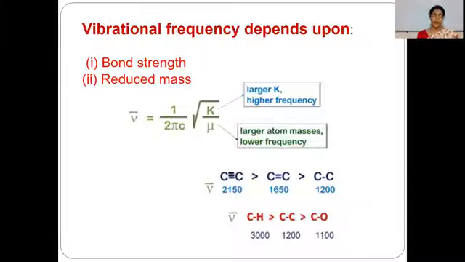In the case of carbon-carbon double bond, less energy is required as compared to a triple bond. So the double bond requires less energy for vibration as compared to a triple bond, and more energy as compared to a carbon-carbon single bond. That means for the vibration of a carbon-carbon double bond, 1650 centimeter inverse shows the absorption.